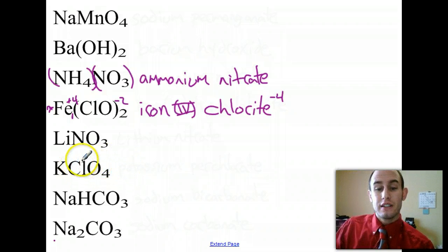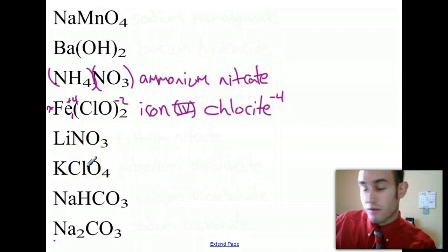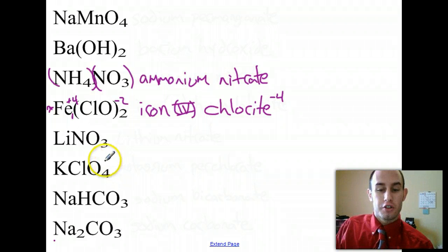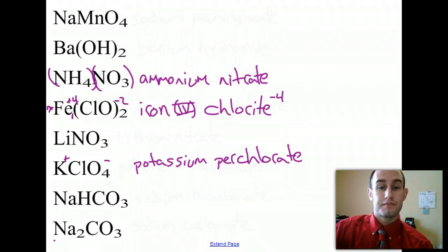Again, you need to know your polyatomics. If you don't, check your reference sheet right there, and this is going to be perchlorate. Perchlorate has a -1 charge overall. So I'm going to have potassium. I write my metal just as it is. I know potassium's a +1 charge because it's in group 1A. So potassium and then perchlorate as the name of my compound.